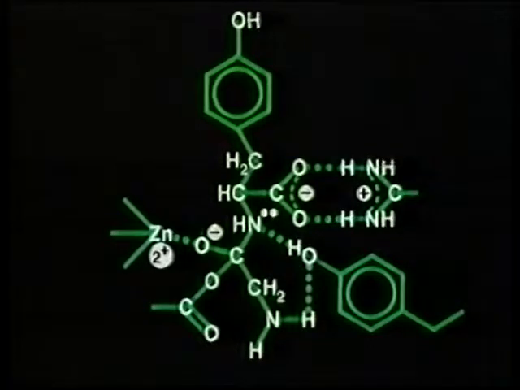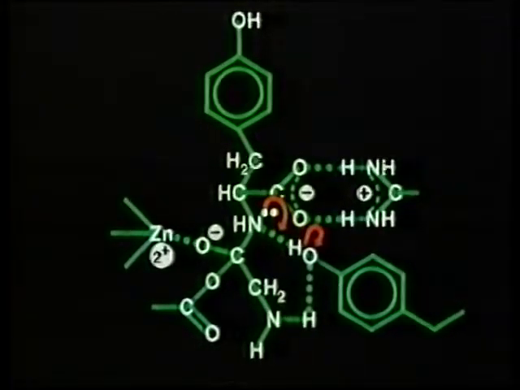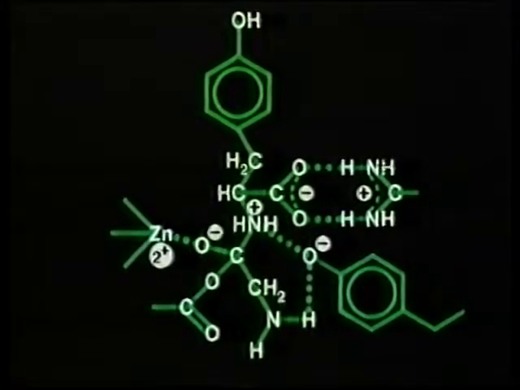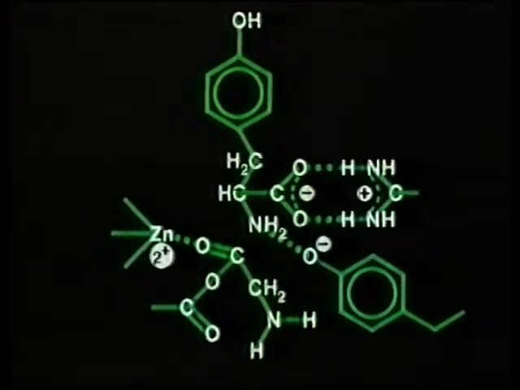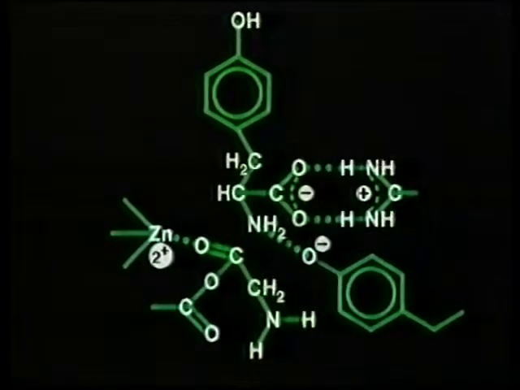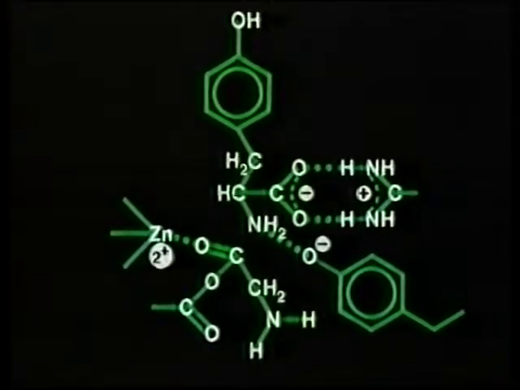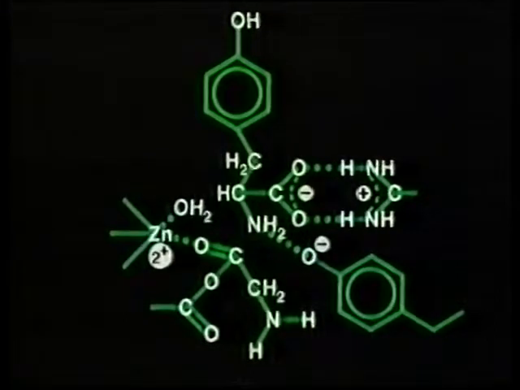A proton is then transferred from the tyrosine to the peptide nitrogen, and this allows bond cleavage to occur with a resultant cancellation of 2 charges. The peptide bond now has been broken, but the 2 parts of the substrate have to be removed in order to free the enzyme for further catalysis. 1 water molecule adds to the zinc, another to the tyrosine anion.